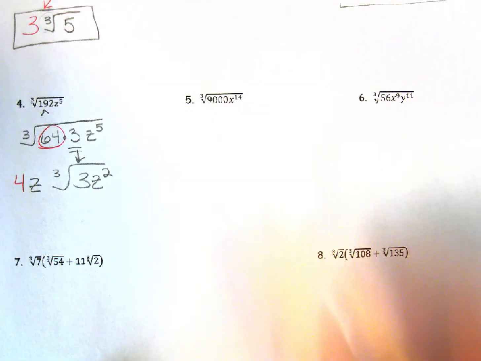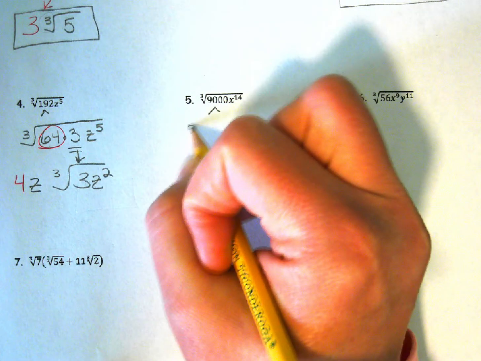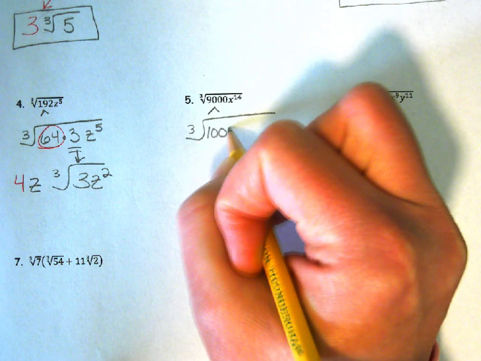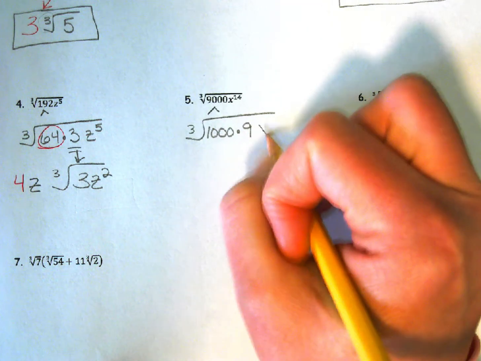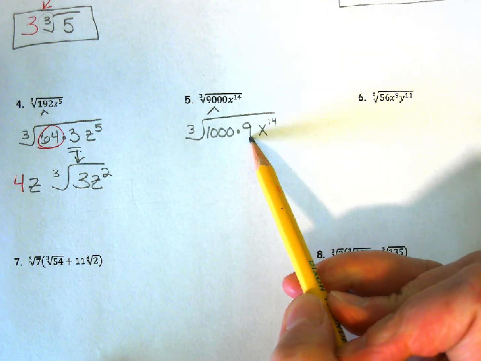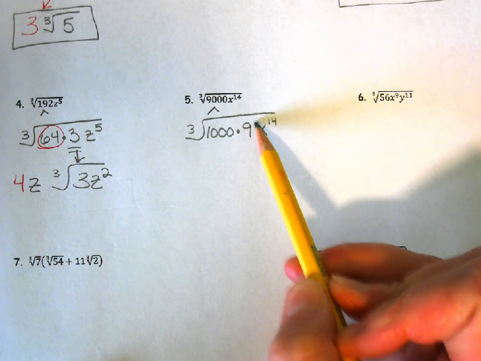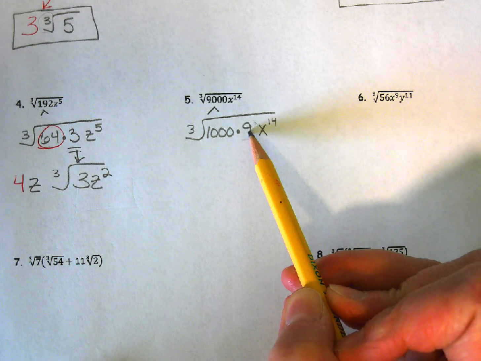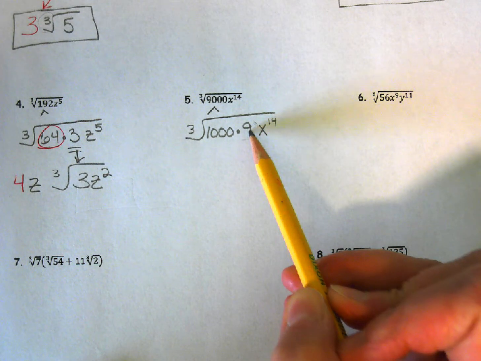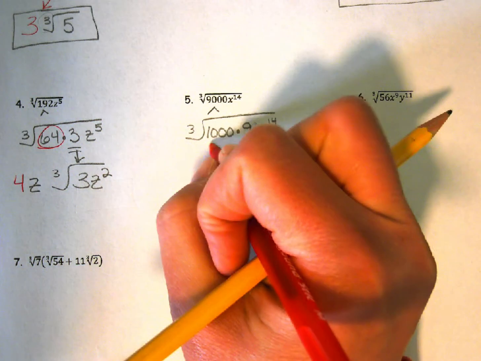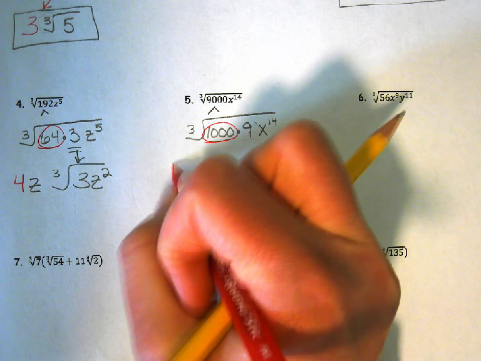All right, number 5. Number 5, I used 1,000 times 9. Now you got to be careful on this because your brain interprets this as a perfect square, but it is not a perfect cube. Okay, so be careful. So the cube root of 1,000 is just 10.